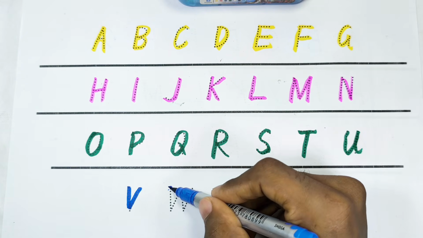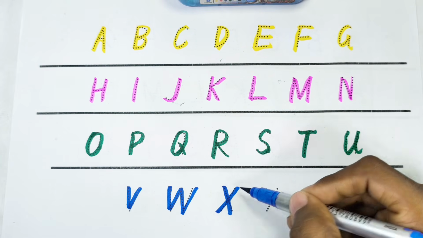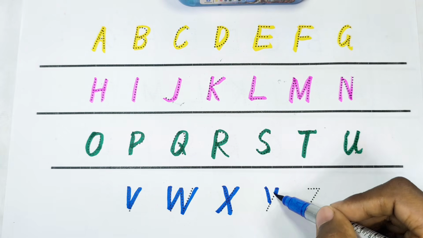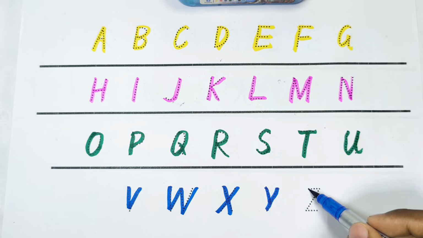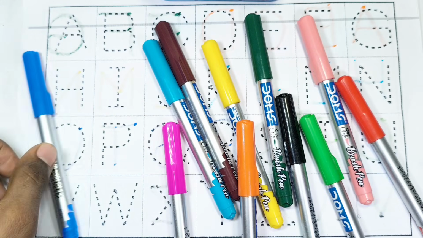V for van. W for whale. X for xylophone. Y for yo-yo. And Z for zebra.